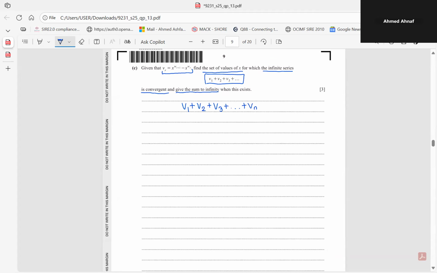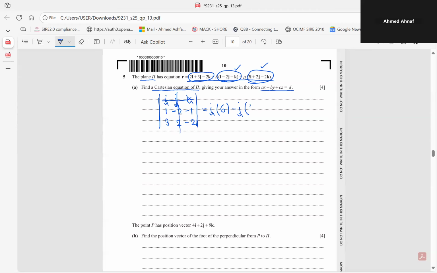And then minus j. To find that, similarly, you will cover the row and column that contain j, and you'll get the determinant of 1, -1, 3, and -2. So just cross multiply. 1 times -2, that's -2, minus -1 times 3. So -2 minus -3. So that's just 1.